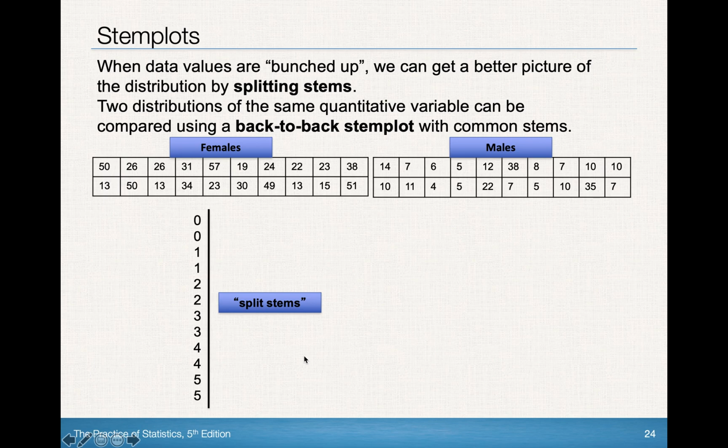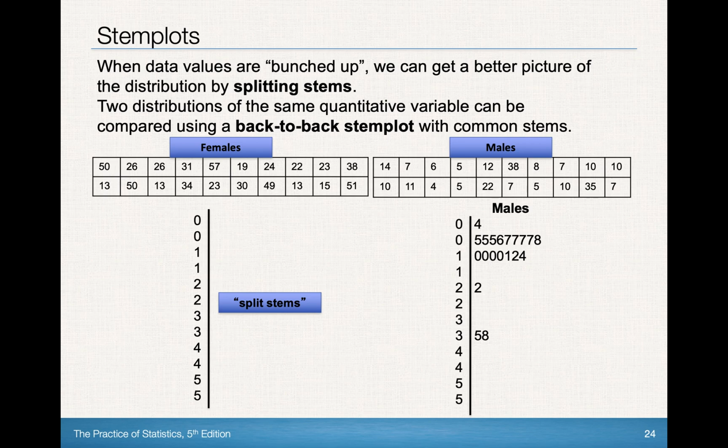Okay, so now when I split my stems, here's my males on the right side. So this is 4, this is 5, this number is 10, this 1, 4 is 14. Okay, this is 35, 38. Now, since I want to compare the males and females, I'm going to put them in a back-to-back stem plot. So the right side is males, and I'll draw another line, and my left side is females. And now I can compare the males and females because I have back-to-back stem and leaf plots, and I can look at the overall distributions.